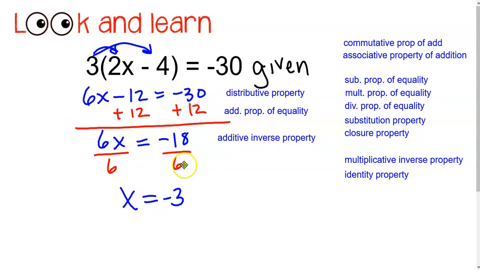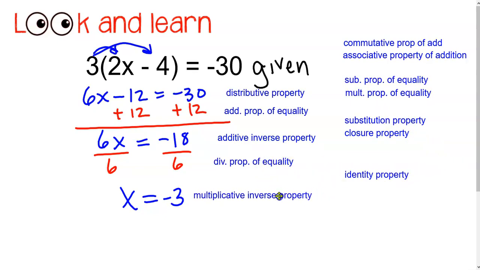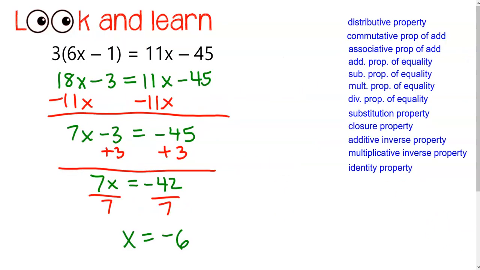I'm dividing both sides by 6, so we can call that the division property of equality. And remember, now I need an inverse property. So that's it. That's how you solve an equation and justify each step by naming a property. Here's some more examples for you to look at that are already solved.